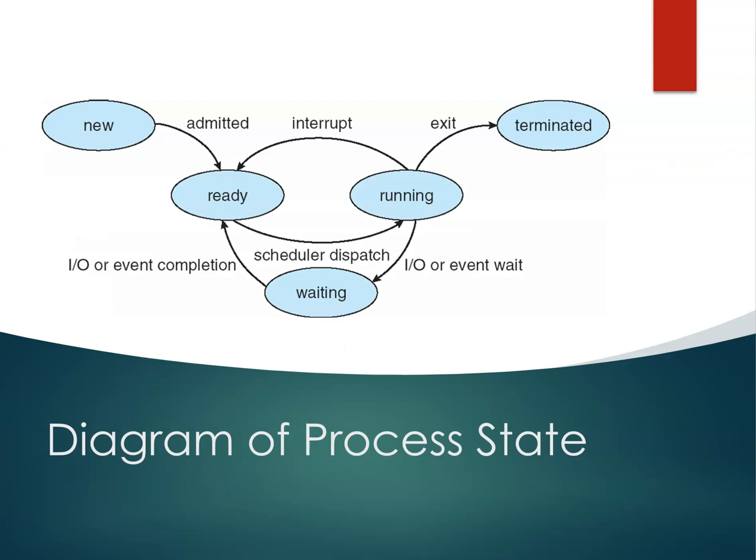So here's basically a map of the various states. For new, we get admitted to ready. From ready, we can move to running. From running, we can move to exit. We can move back to ready if we're interrupted. From running, we can also move to waiting, where we're waiting on an event. And from ready, we can dispatch into running. Finally, we can go to terminated.